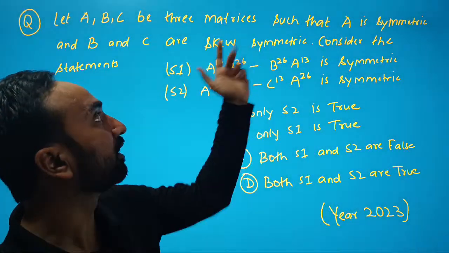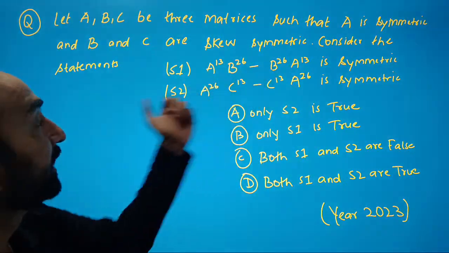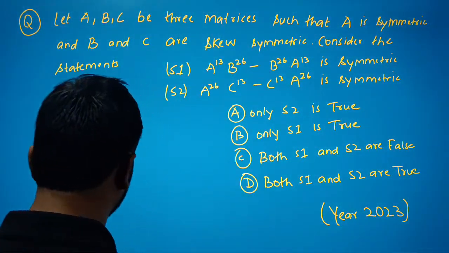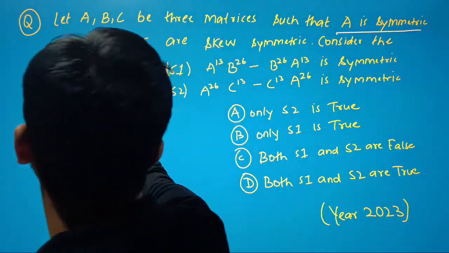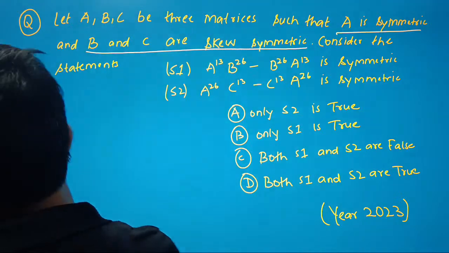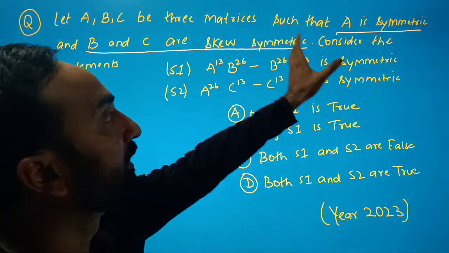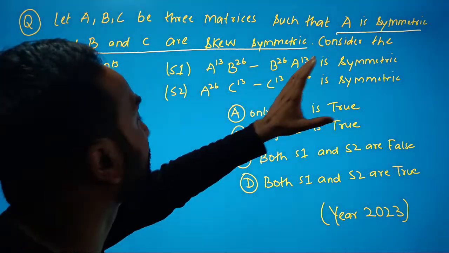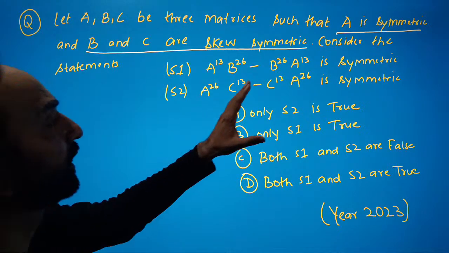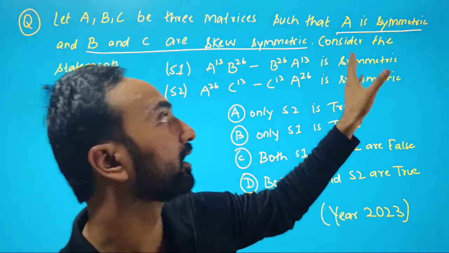The three matrices given are A, B, C such that A is a symmetric matrix. It is given that A is a symmetric matrix, and B and C are skew symmetric matrices, right? So we know the properties of symmetric and skew symmetric matrices, and we have been given two statements in the question.